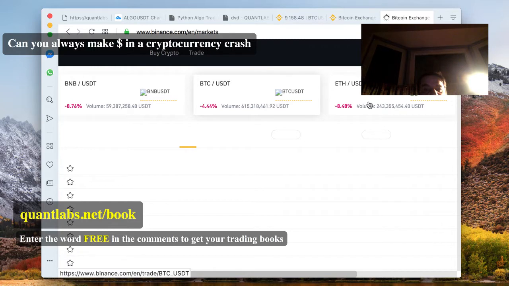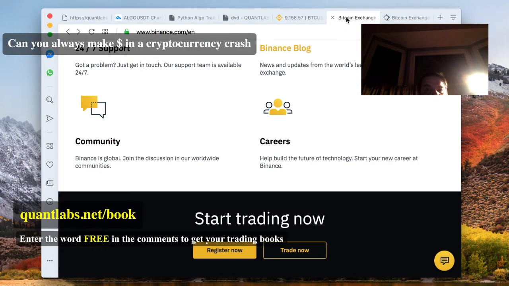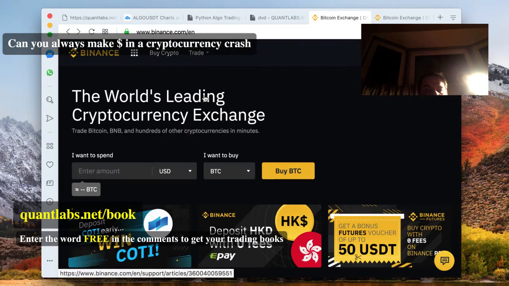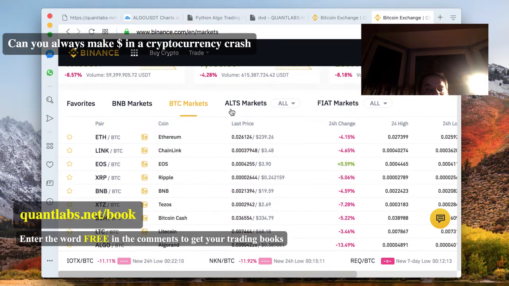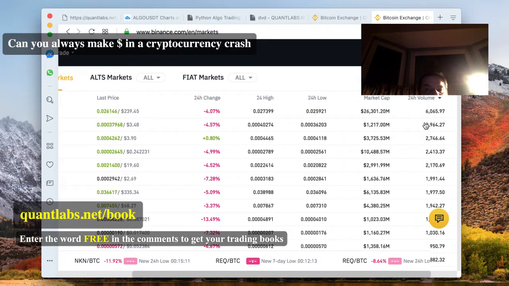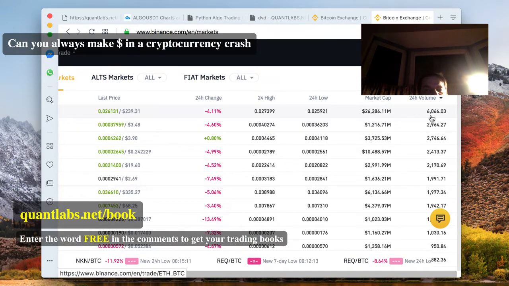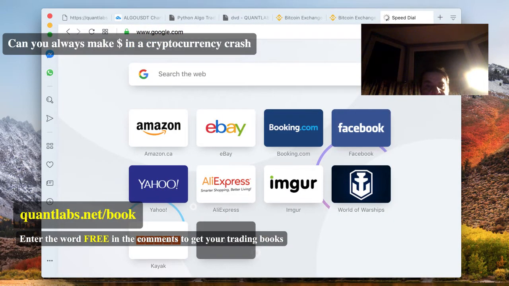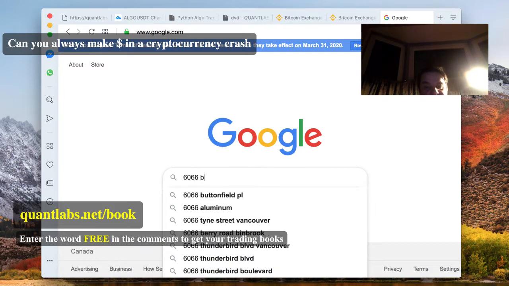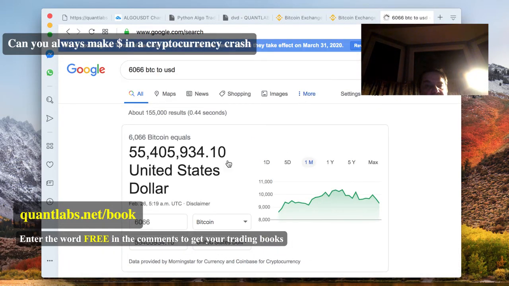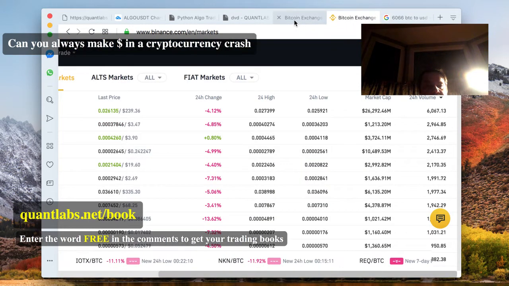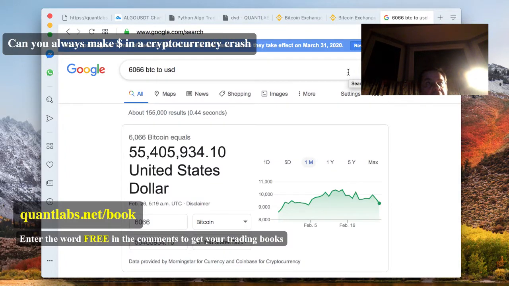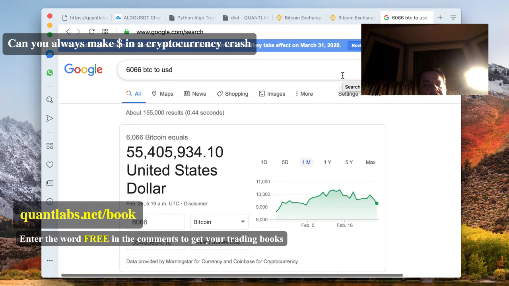So you can see here that they list these three coins in USDT. Okay, so the biggest would be, let's see here, 6,066. That would be Bitcoin. So if I did that conversion, 6,066 BTC to US dollar, and that's 55 million. But that's 55 million in BTC. That's the biggest pair in the Bitcoin markets on Binance.